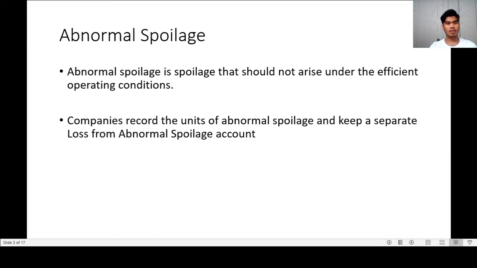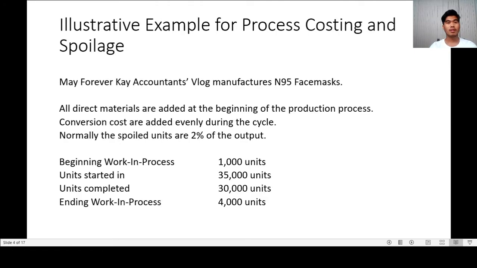So, punta tayo sa illustrative example for process costing na may mga spoilage. Ito, my forever kay accountants vlog, syempre may forever. Manufactures N95 face mask. All direct materials are added at the beginning of the production process. Conversion costs are added evenly during the cycle. Normally, the spoiled units are 2% of the output. Meron na silang standard. Kumbaga, 2% daw ang spoiled units based on the output. Ano ba yung output? Ito yung tinatawag na completed units.